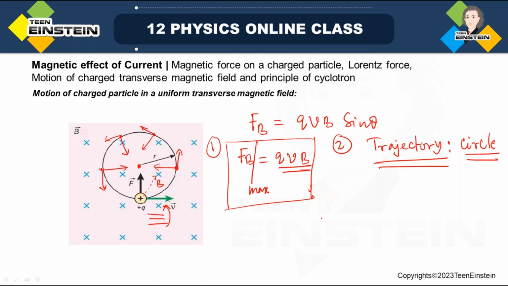So there can be a question: if a charged particle enters a region of transverse magnetic field, then what will be the trajectory or path of the charged particle? That will be a circle. All right, if it is a uniform magnetic field and the charged particle enters such that the velocity vector and magnetic field vector are perpendicular to each other, then a circular trajectory will be there.